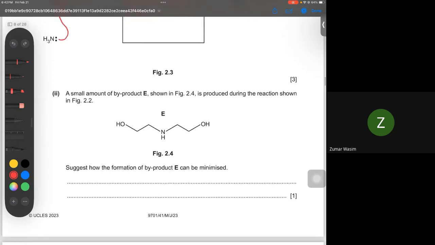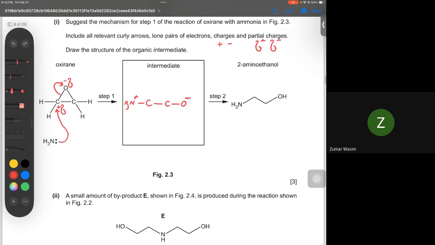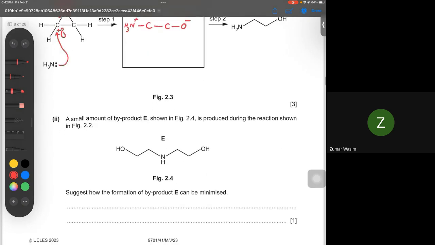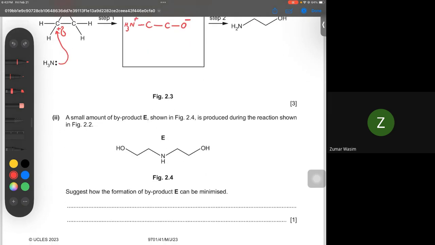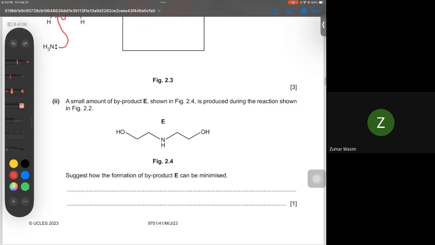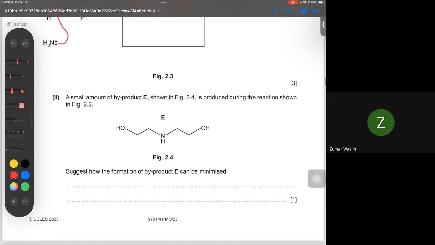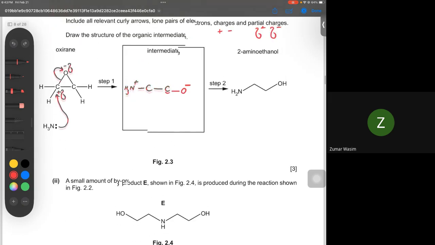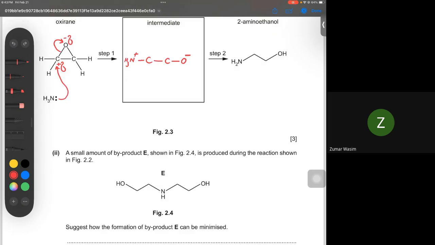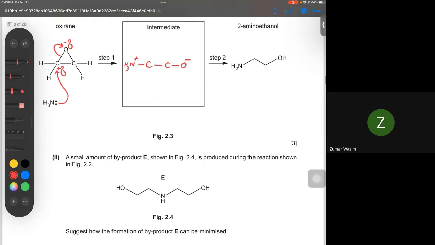A small amount of byproduct E shown in figure 2.4 is produced during the reaction shown in figure 2.2. Suggest how the formation of byproduct E can be minimized. You can see that you have two OH groups. NH2 is not present over there. Only you can see OH.